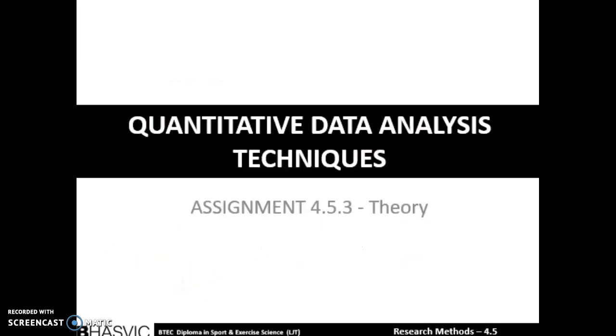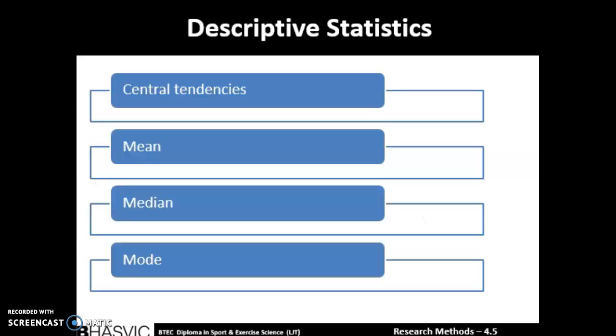So moving on to quantitative data analysis techniques 4.5.3. So this is part 3 of the assignment, the theory, descriptive statistics. So these are the central tendencies: mean, median, and mode.